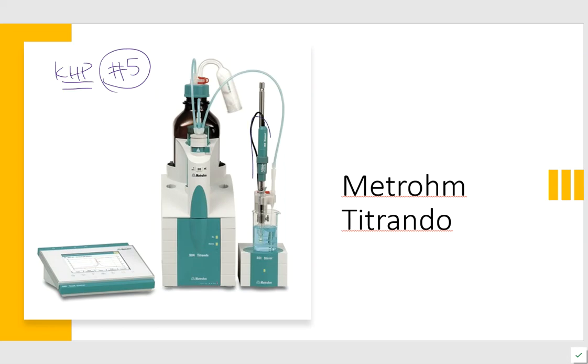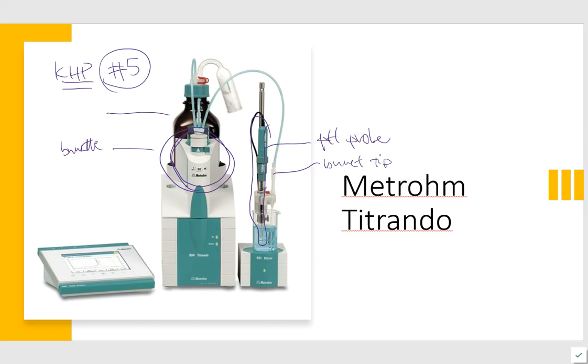A couple of things I do want you to kind of pick out, though. Number 1, the titrando does use a pH meter or a pH probe in order to do its job. So there's a pH probe that you're going to see goes into your solution. This tubing here that you're seeing to the right-hand side that ventures off into the beaker, this is the burette tip. So that is what's going to deliver your titrant. Here in the center of the instrument, this is going to be your burette. So this is what will hold the titrant. And then the bottle here in the back, that will be where your titrant will go.